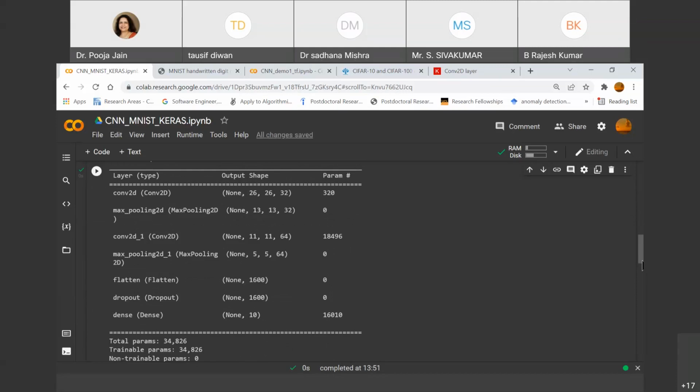Okay. Then how is the output size computed? 28 minus 3 plus 1 comes out to be 26, 26. Fine. And how many filters are we applying? 32. That's why 26, 26, 32. How many parameters are involved here? A 3 cross 3 filter is applied on a volume having depth 3. So 3 multiplied by 3 multiplied by 3, this is 27 plus 1. 28 parameters are there for one filter. How many filters are we applying? 32. So 28 multiplied by 32 is the number of parameters.